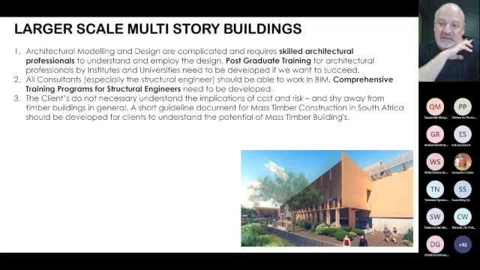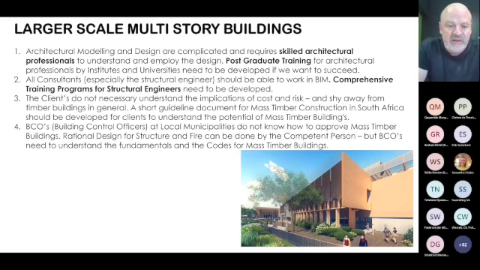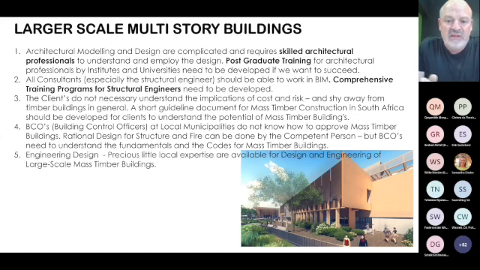They tend to shy away from timber buildings in general. And I think there's opportunity here for short guideline documents for mass timber construction in South Africa that should be developed for clients to understand the potential of mass timber buildings in South Africa. Again, I think the building control officers at local municipalities need to be trained. I know that we can do rational designs for structure and fire, but the BCOs need to understand the fundamentals and the codes for mass timber construction or mass timber buildings.